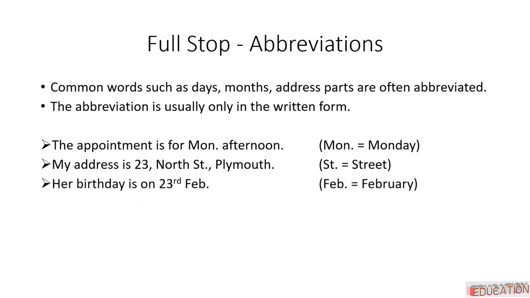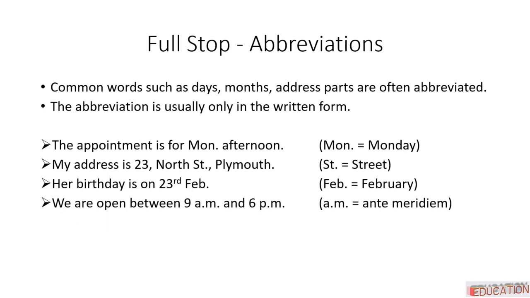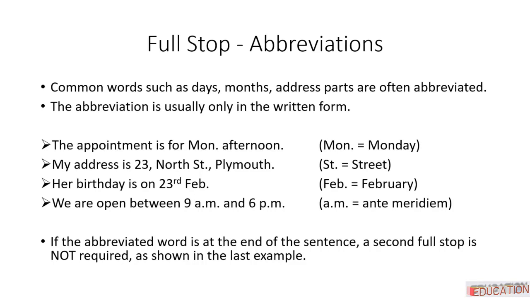Her birthday is on the 23rd of February. And February is the month. It has been abbreviated to Feb. We are open between 9 a.m. and 6 p.m., where a.m. stands for ante meridiem and p.m. stands for post meridiem. And meridiem means noon or 12 o'clock, so a.m. is in the morning and p.m. is in the afternoon. And you'll notice that if the abbreviated word is the last word of the sentence, one full stop is enough. We don't need one for the abbreviation and then one for the end of the sentence. One is plenty.